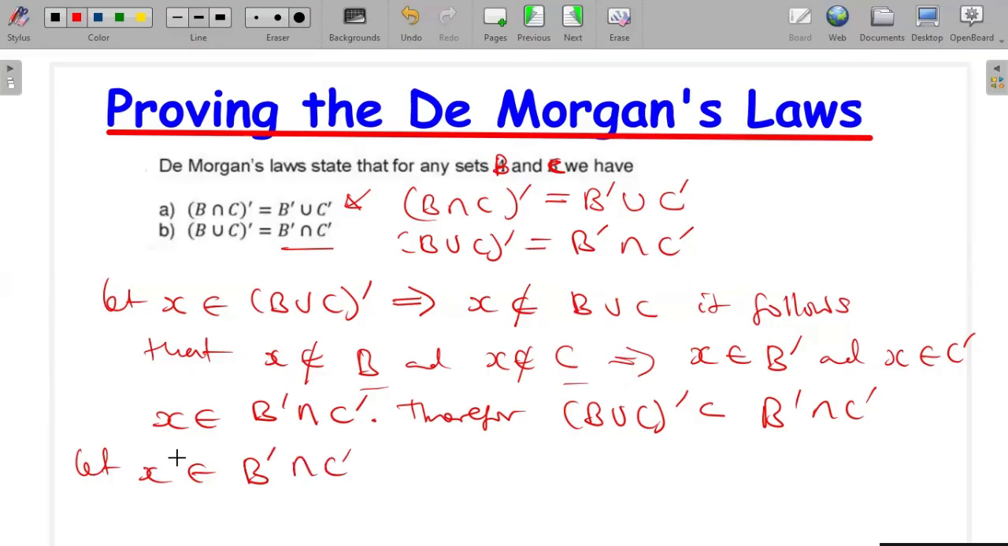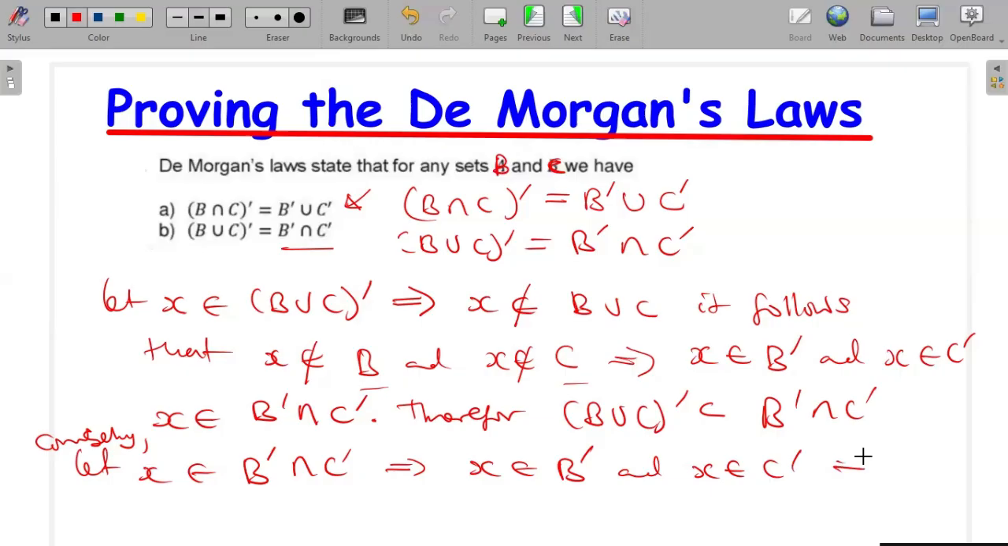Conversely, here just means on the other side of things. We can let X be a member of B complement intersect C complement. So if X is a member of B complement intersect C complement, then what does this mean? This implies that X is a member of B complement, and X is a member of C complement.